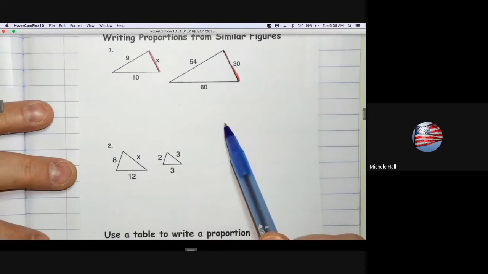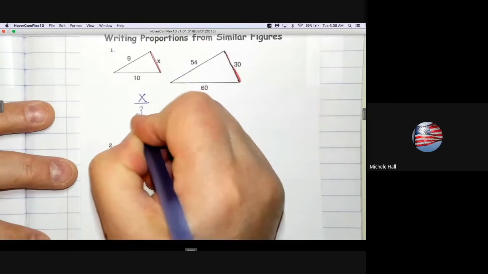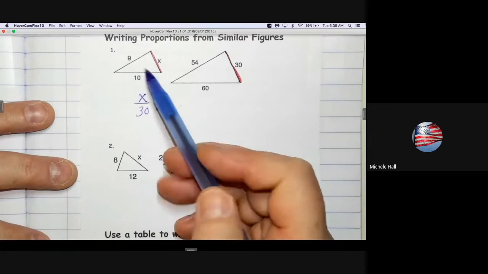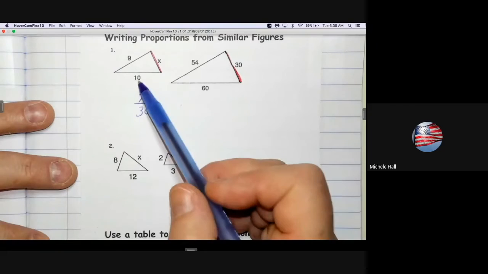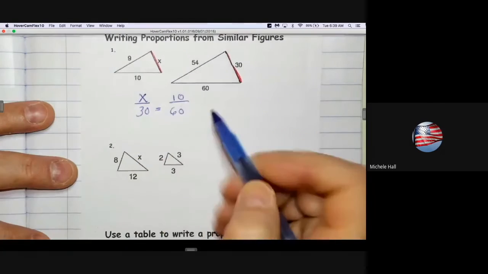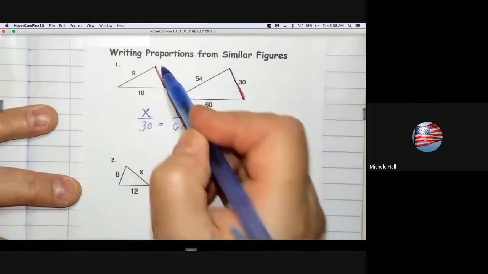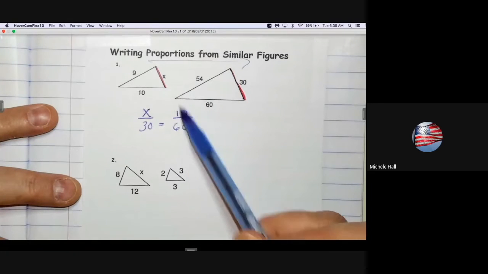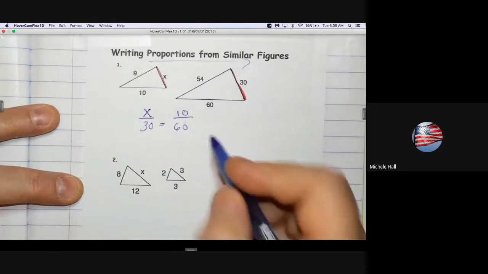Now I'm looking for another ratio. X is to 30 as, well, what goes nice with 30? Is it going to be 9 to 54? Does 54 go together with 30? Or should I use 10 and 60? 10 is to 60. Direction matters. I started on the left and I went to the right. That means I need to do that for both ratios. X is to 30, 10 is to 60. That's one way to set this up.